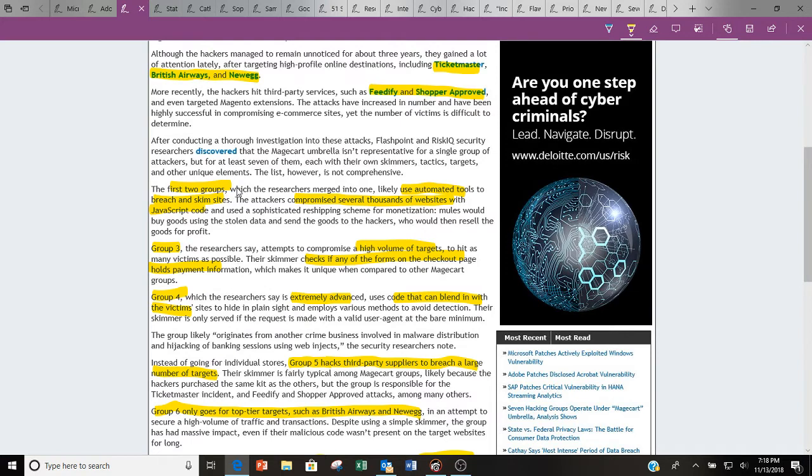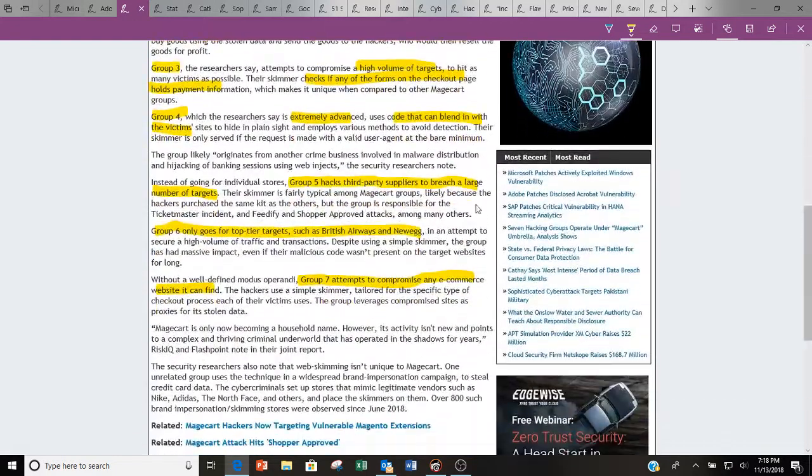Group 4 is even more advanced, and their code blends in more with the victim site compared to the first two groups. The next group preys on third-party suppliers and creates what I would assume they're talking about as a watering hole. So a lot of people will go to a third-party supplier and get information and infect them.